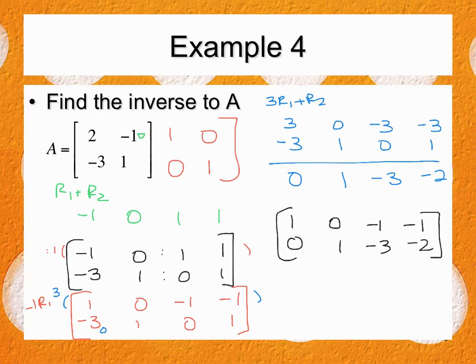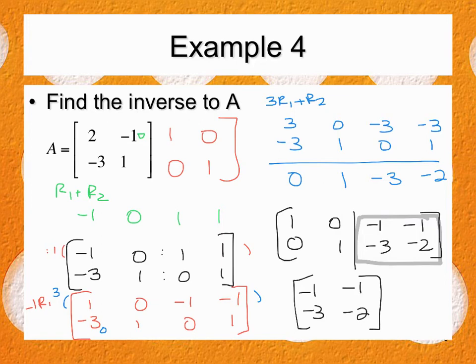The left side is now in that reduced format. So the right side of this is the inverse. And if you check it with your calculator, go back to your matrices. This time it's a 2x2. Negative 1, negative 3, 1, and then bring back the matrix and the negative 1, and hit enter, and you should get the same answer we just got. So this is A to the negative 1. Questions so far?